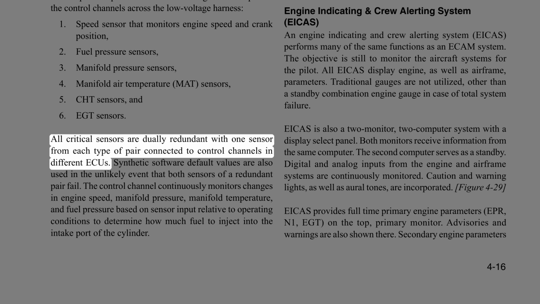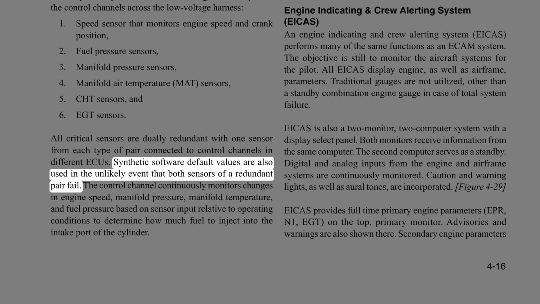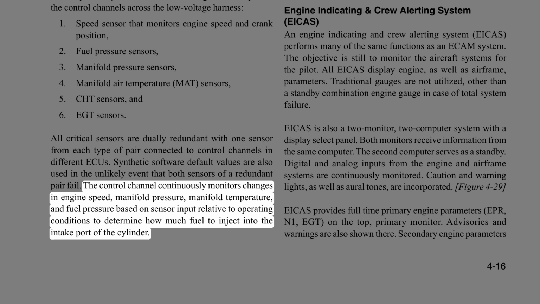All critical sensors are dually redundant with one sensor from each type of pair connected to control channels in different ECUs. Synthetic software default values are also used in the unlikely event that both sensors of a redundant pair fail. The control channel continuously monitors changes in engine speed, manifold pressure, manifold temperature, and fuel pressure based on sensor input relative to operating conditions to determine how much fuel to inject into the intake port of the cylinder.